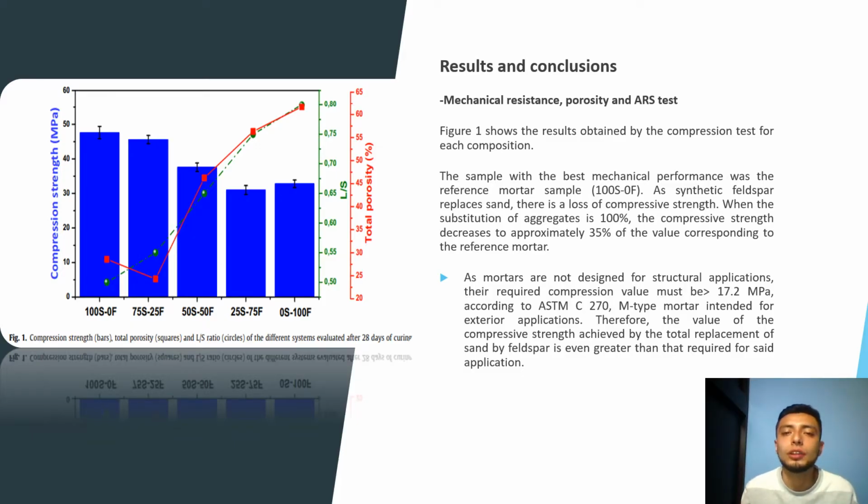Results and conclusions. Mechanical resistance, porosity and ASR test. Figure 1 shows the results obtained by the composition tests for each composition. The sample with the best mechanical performance was the reference mortar sample. As synthetic feldspar replaces sand, there is a loss of compressive strength. When the substitution of the aggregates is 100%, the compressive strength decreases to approximately 35% of the value corresponding to the reference mortar, as mortars are not designed for structural applications.